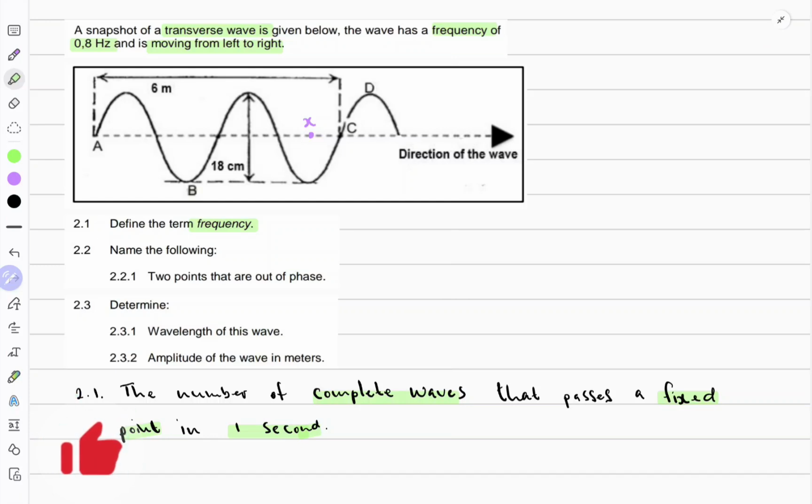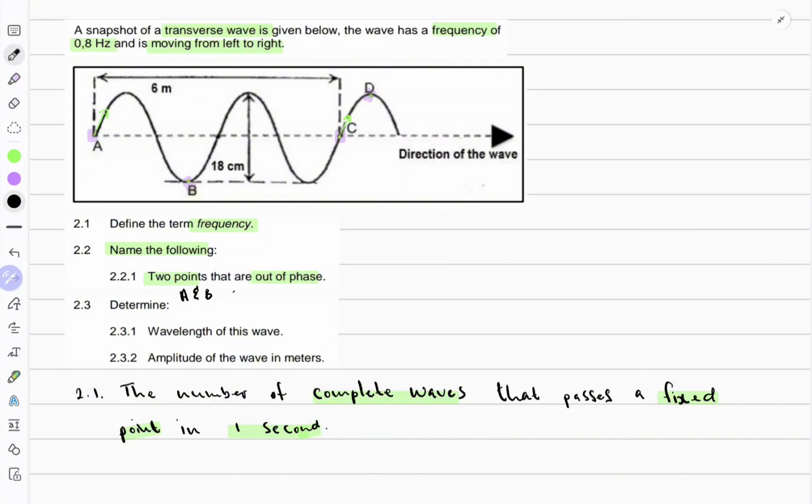So the next question says name the following 2 points that are out of phase. So A and B are out of phase because A lies on the equilibrium and leads to a rise in disturbance, and B is a point on the trough. So A and B are points that are out of phase. Another set would be C and D because C leads to a rise in disturbance and C is on the equilibrium and D is a crest.